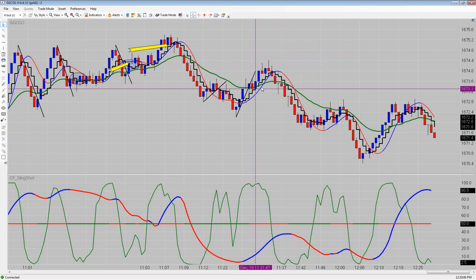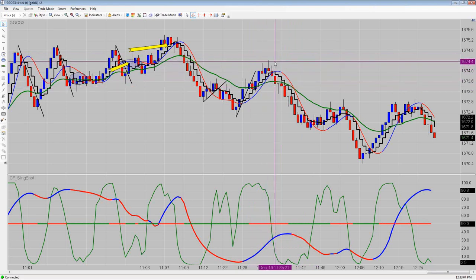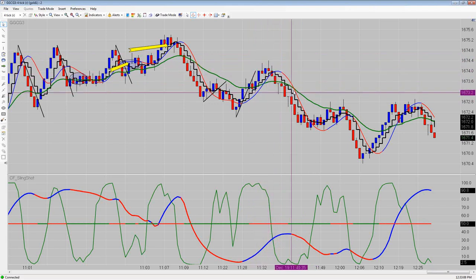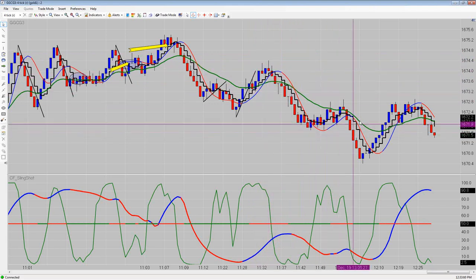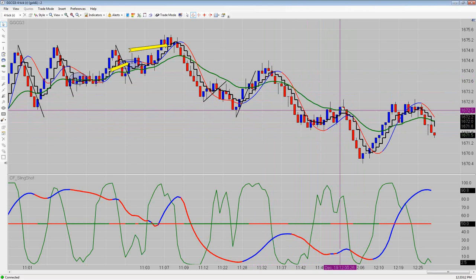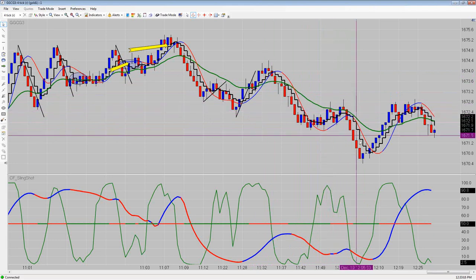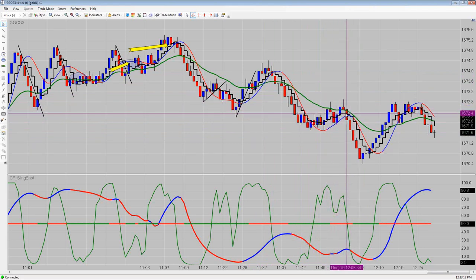If you would have gotten short right here with an 8 tick stop, you probably would have stopped out on that. Let's see, 73.3, 74.4. Yeah, you definitely would have stopped out on that one if you did get short on that with an 8 tick stop. And there was another opportunity right in here on the down close with the bearish divergence. You could have shorted in there.